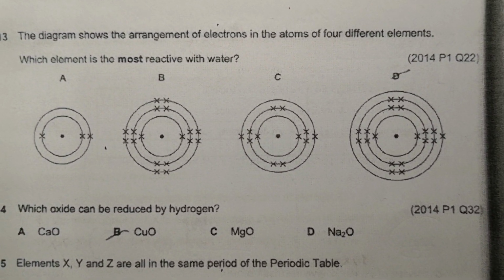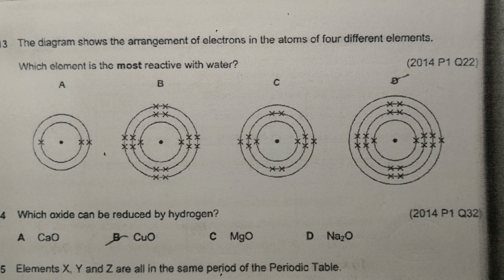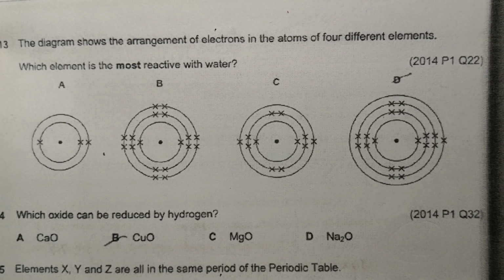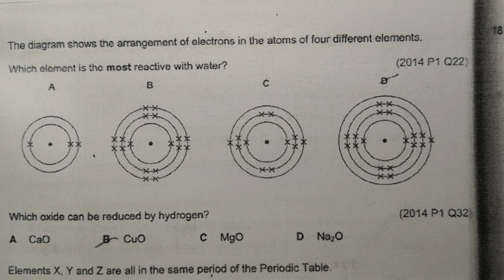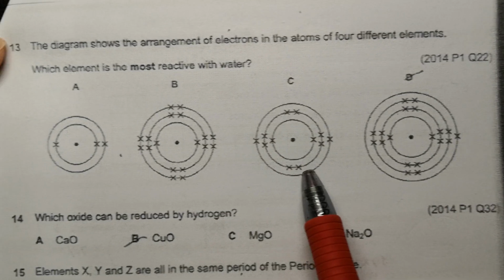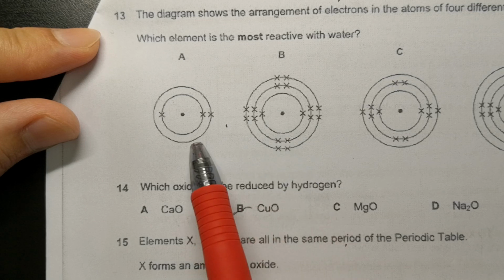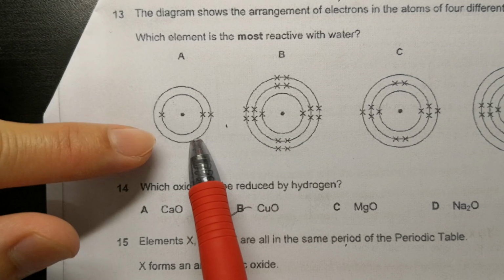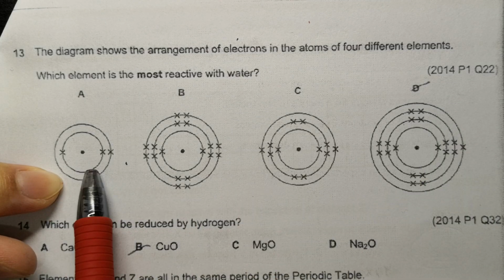Okay, number 13. The diagram shows arrangement of electrons in the atoms of 4 different elements. Which element is the most reactive with water? Most reactive with water must be group 1. Group 1 is the most reactive one. So group 1 because 1 valence electron. This is group 2. This is group 8 or group 0. This is group 1 as well. So it's either A or D. Which one is more reactive?